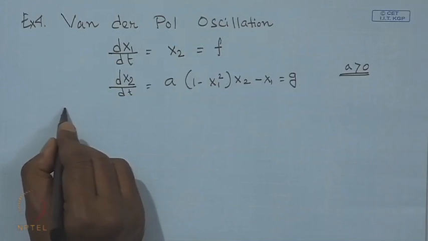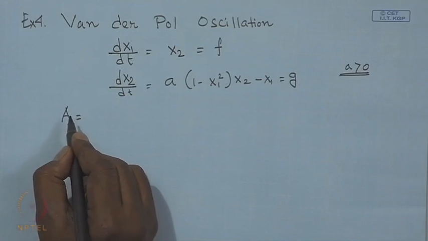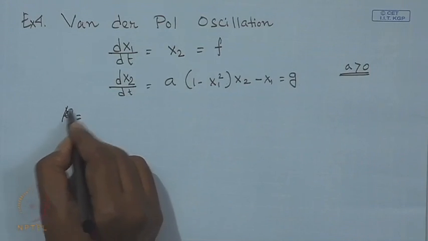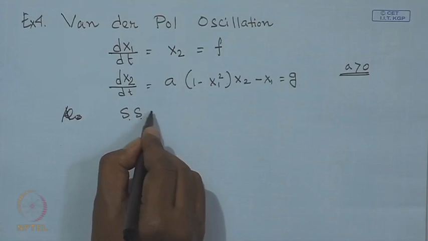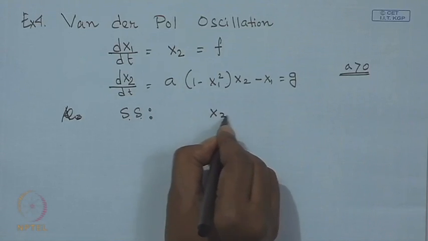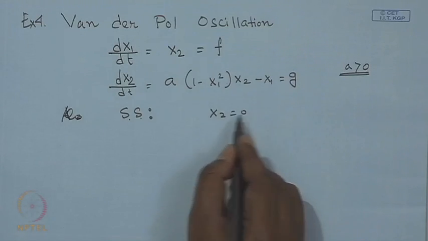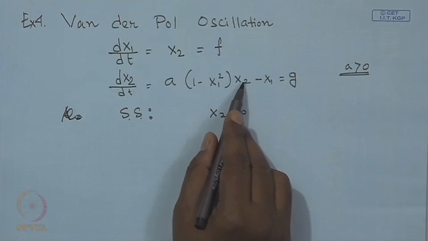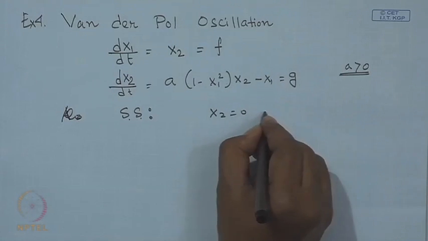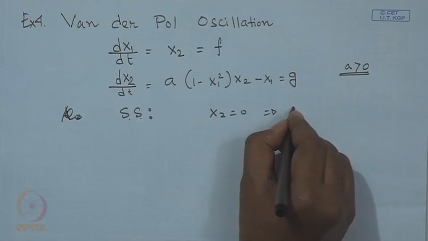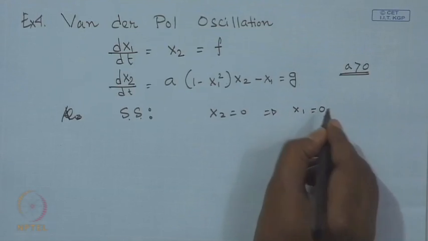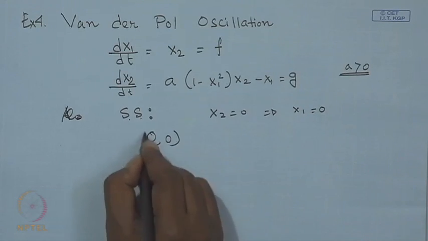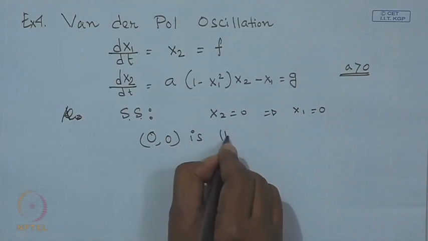Now, we evaluate the Jacobian matrix. So, we find out the steady state. The steady state will be obtained by putting dx1/dt equal to 0, that means x2 equal to 0, and if you put x2 equal to 0, then from the other equation you will be getting x1 equal to also 0. So, (0, 0) is the only steady state of this particular problem.